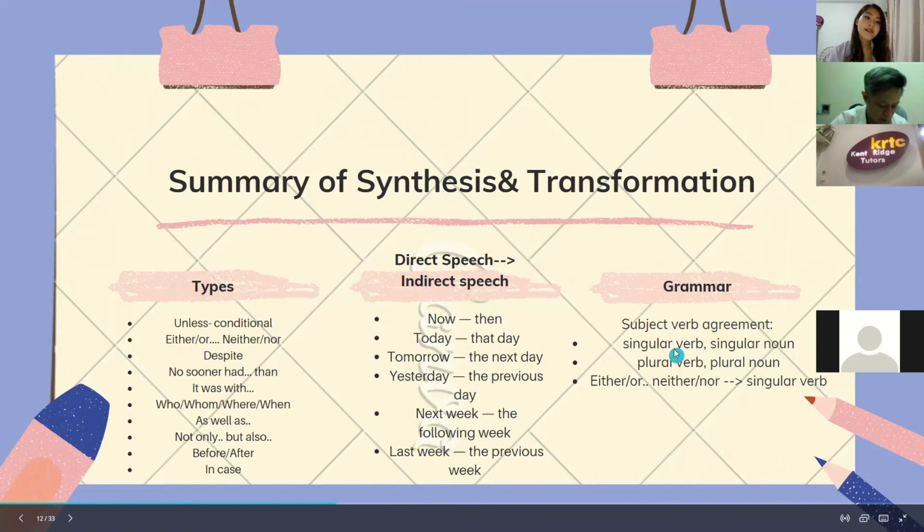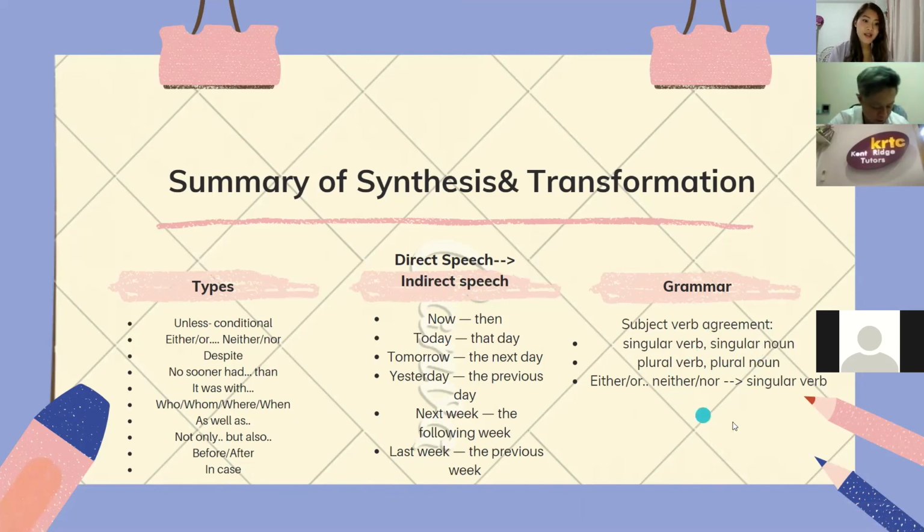Okay, grammar, subject-verb agreement. Okay, so this is just a general overview. There are a lot more nuances, but for now, just know that singular verb needs to follow singular noun. Plural verb needs to follow plural noun. Either or, neither nor is a singular noun. Okay.